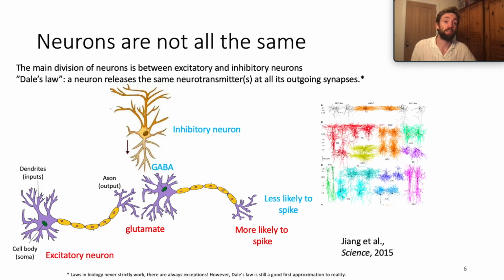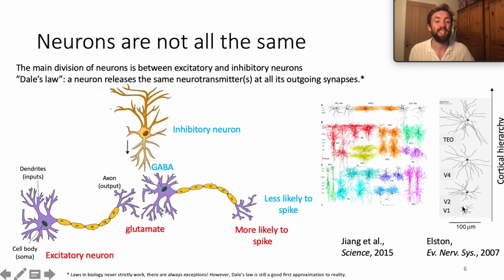Within these categories of excitatory and inhibitory cells, there are actually many different subtypes. So here we see a beautiful illustration of the many different types of inhibitory neuron in a single area of the mouse brain. You can see different colors, the different cell types, and you see many different patterns of dendrites and axons.